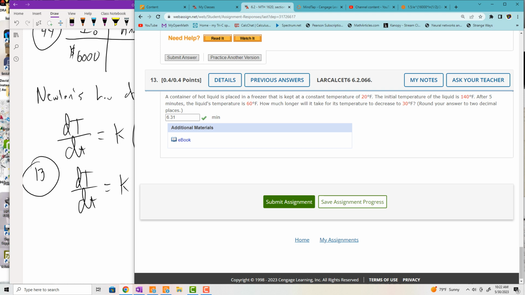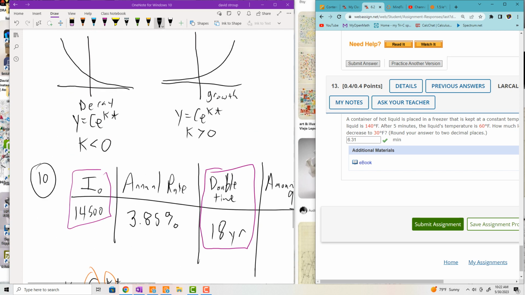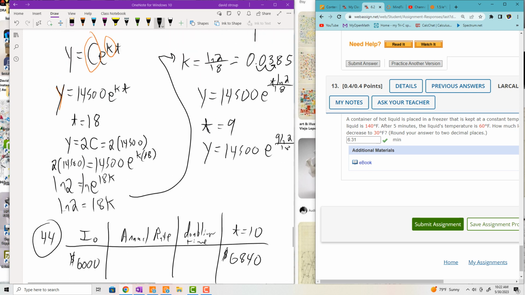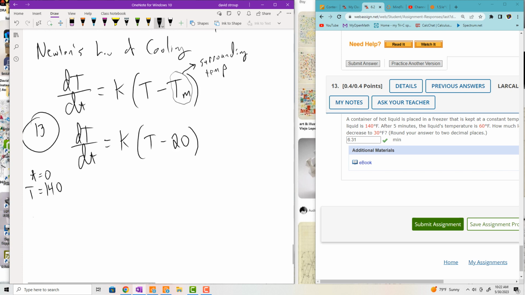The initial temperature of the liquid is 140 degrees. So they're giving you some information, like in the chart problem, where they give you a couple bits of information, then you're able to solve for C and K. Right? So here they're telling us when t is 0, the temperature is 140, and then they go on to say when we get the time 5, the temperature becomes 60. It cools down to 60 degrees.